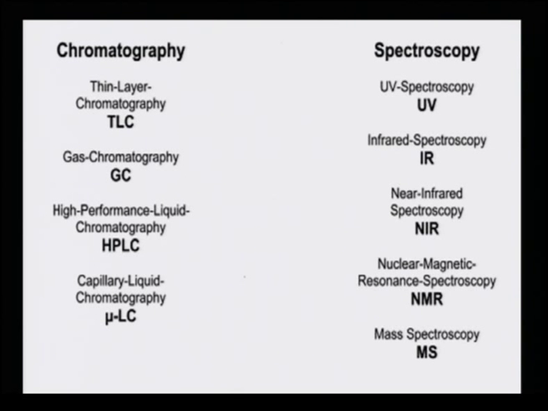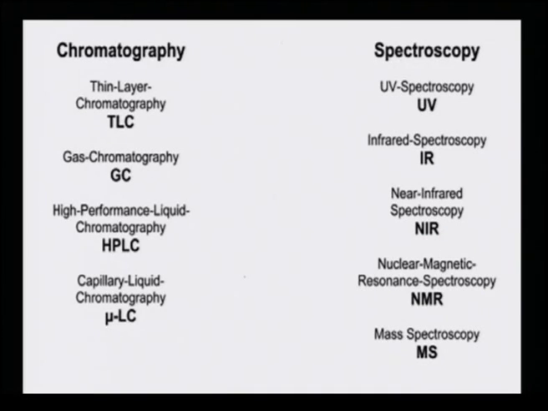We need to depend on various spectroscopic methods to be able to analyze the chemical structure of a compound. For example, UV visible spectroscopy is one such mode, which identifies the presence of the unsaturated functional groups in a molecule. Infrared spectroscopy gives partial information about the functional groups that are present in a molecule.